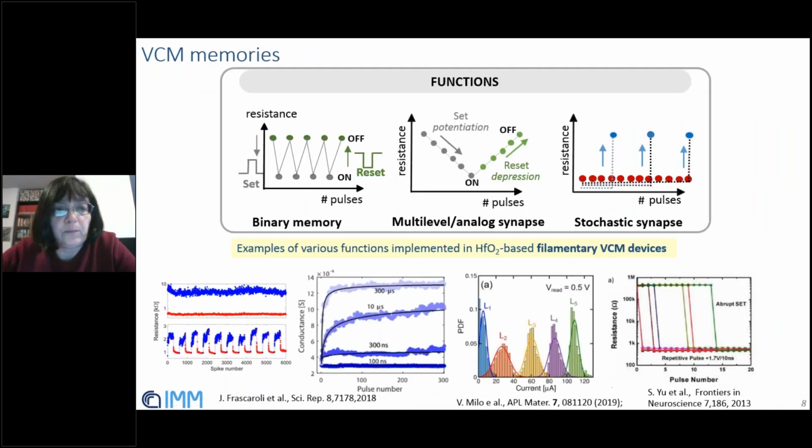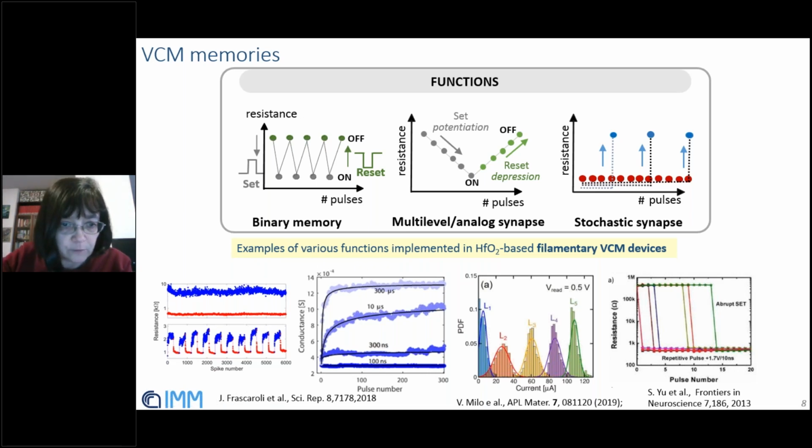Regarding the functions that have been implemented in valence change memory, originally they were studied as binary memory for storage, but when using these devices for computing, it is also possible to address other functions. They have been proposed for implementing, for instance, the synaptic node in artificial neural networks or spiking neural networks, also by exploiting the multi-level analog capability and the stochasticity that we can achieve in their programming. For instance, below I show various examples of functions implemented by filamentary hafnium-based valence change memory.